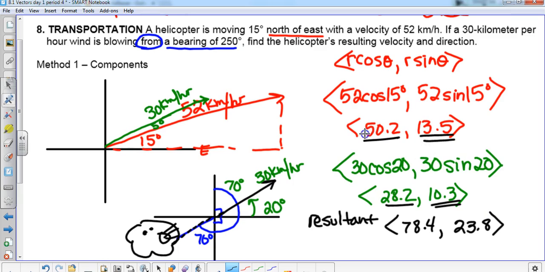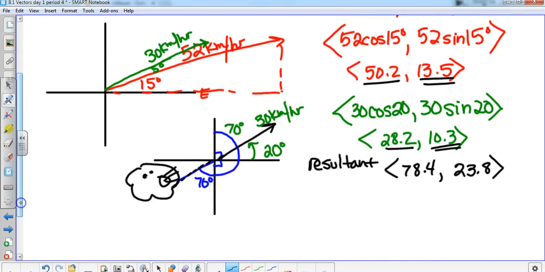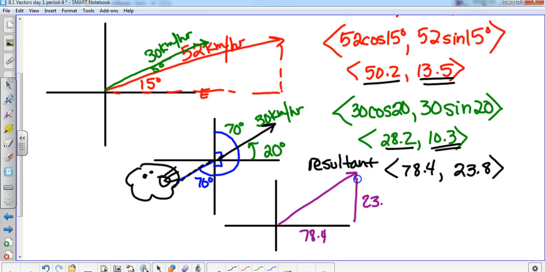So we add the x's together from the wind and the plane, and we add the y's together. We all good? Okay. This means that, let me do a third drawing now that you're ready to shoot me. Okay, the resulting concept here is this vector. What happens when we put these together? It goes over 78.4 and up 23.8.